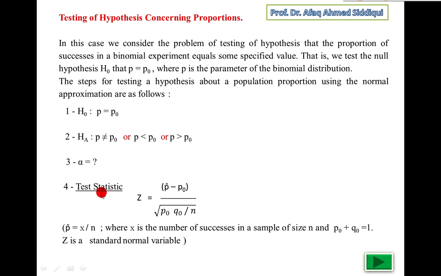Fourth step, test statistic. Z is equal to P estimated value. This P estimated means we will estimate with the help of the sample. This is the formula of the P cap, P hat.